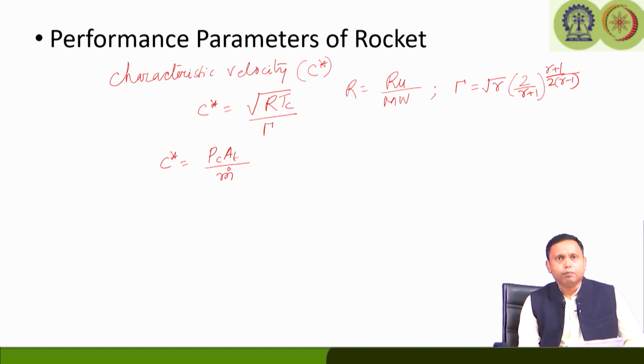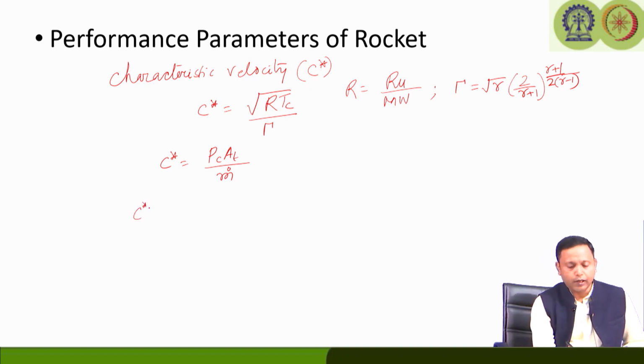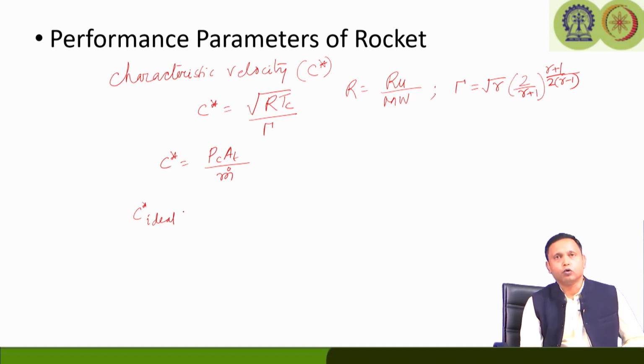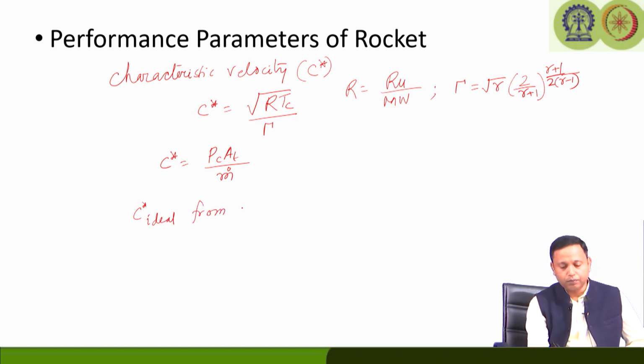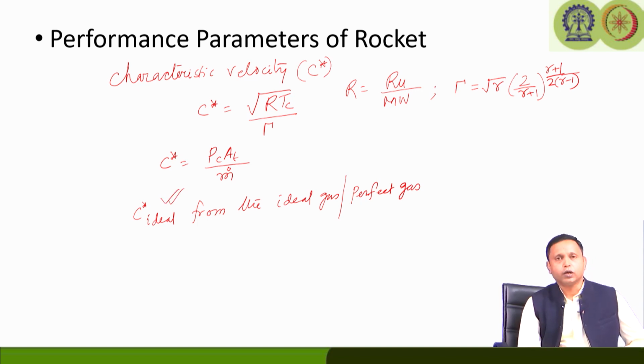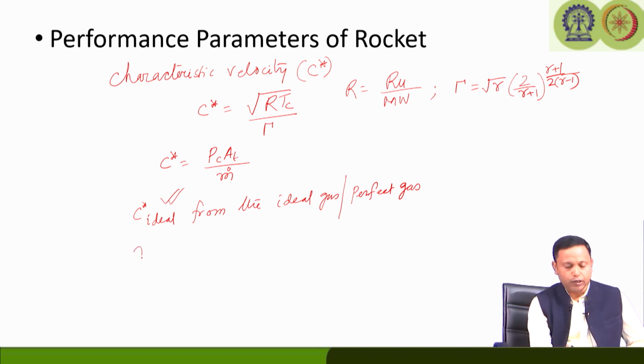Now, one can obtain the ideal value of C star, or C star ideal, which is the maximum value of C star, from the ideal gas assumptions, the perfect gas assumptions we had followed. From there we need to find the ideal value of chamber pressure, mass flow rate and the throat area, and from there we can get the ideal characteristic velocity. Of course, the actual characteristic velocity may not be equal to the C star ideal. So, a parameter is defined, called eta C star or C star efficiency, which is defined as the C star actual by the C star ideal.